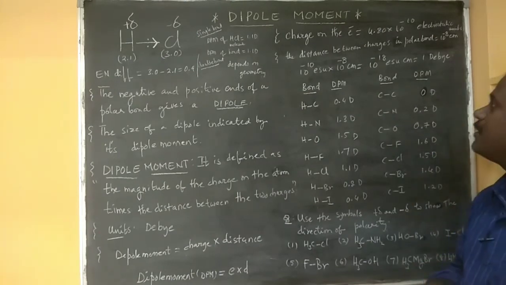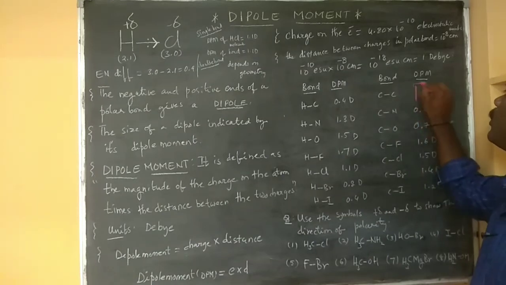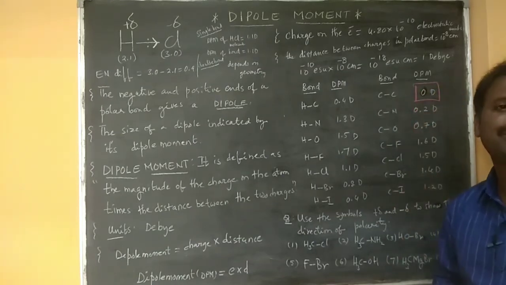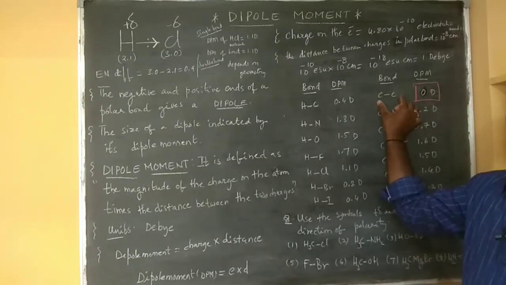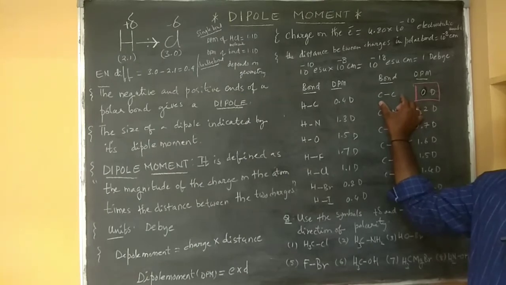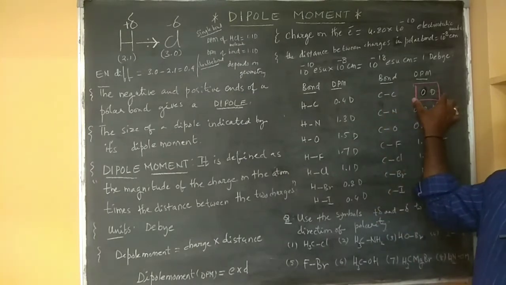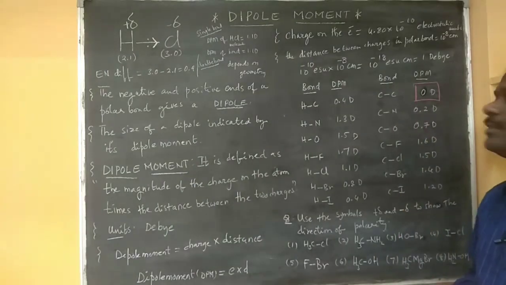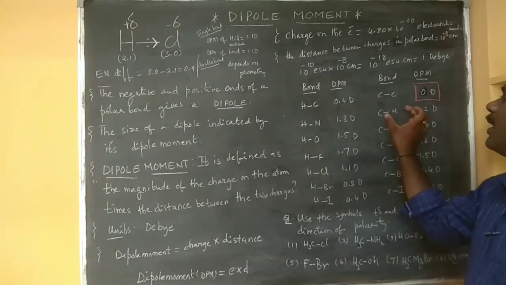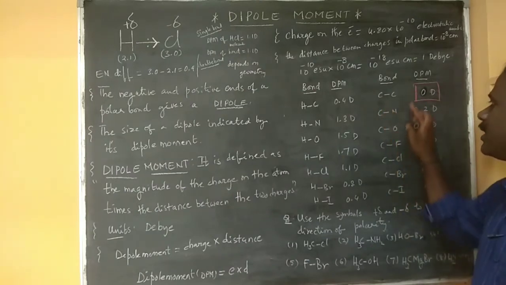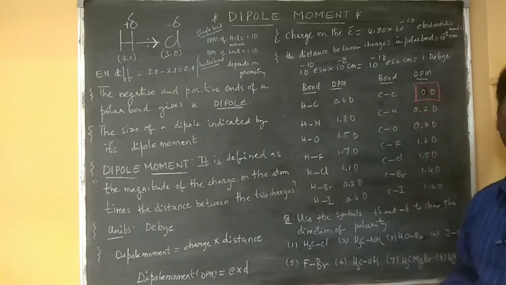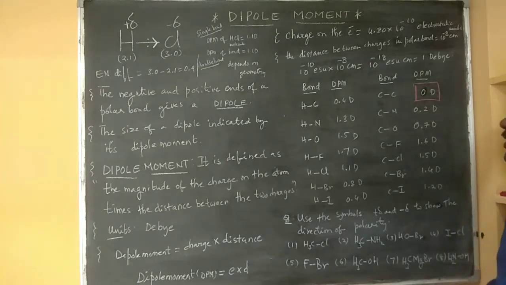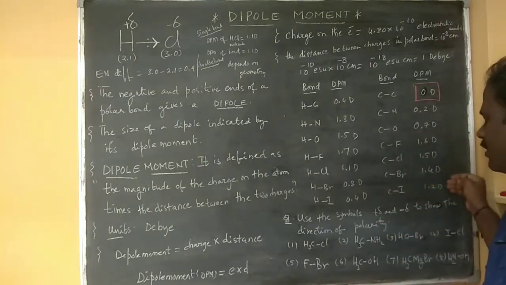The thing to note here is that for carbon-carbon, the dipole moment value is 0 dB. Why is it 0? Because both are similarly electronegative in nature. So that's why dipole moment will be 0. And with increasing electronegativity of carbon, nitrogen, oxygen and fluorine, there is an increase in dipole moment. With decreasing electronegativity, the value decreases.